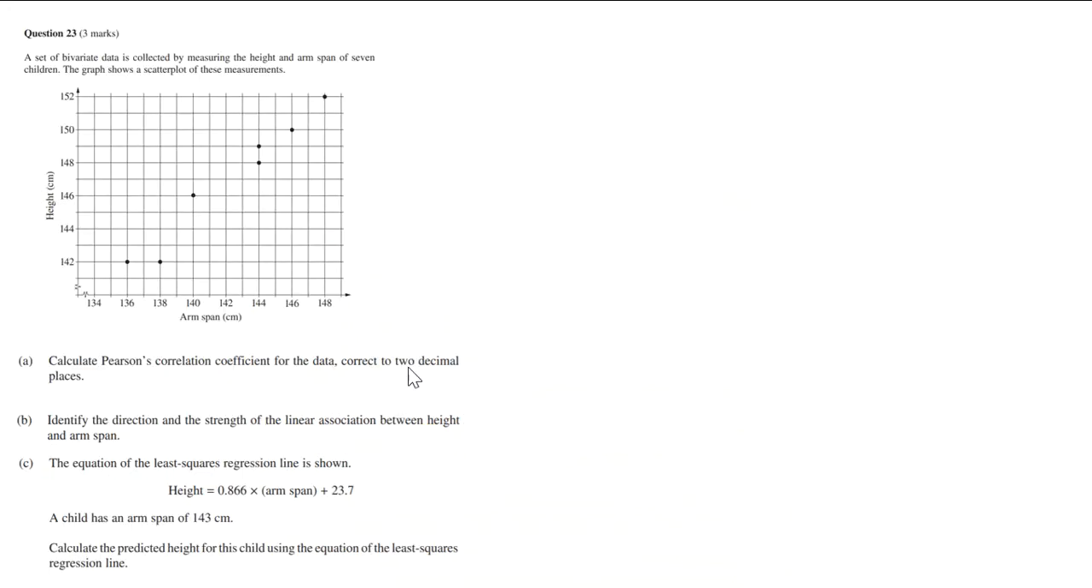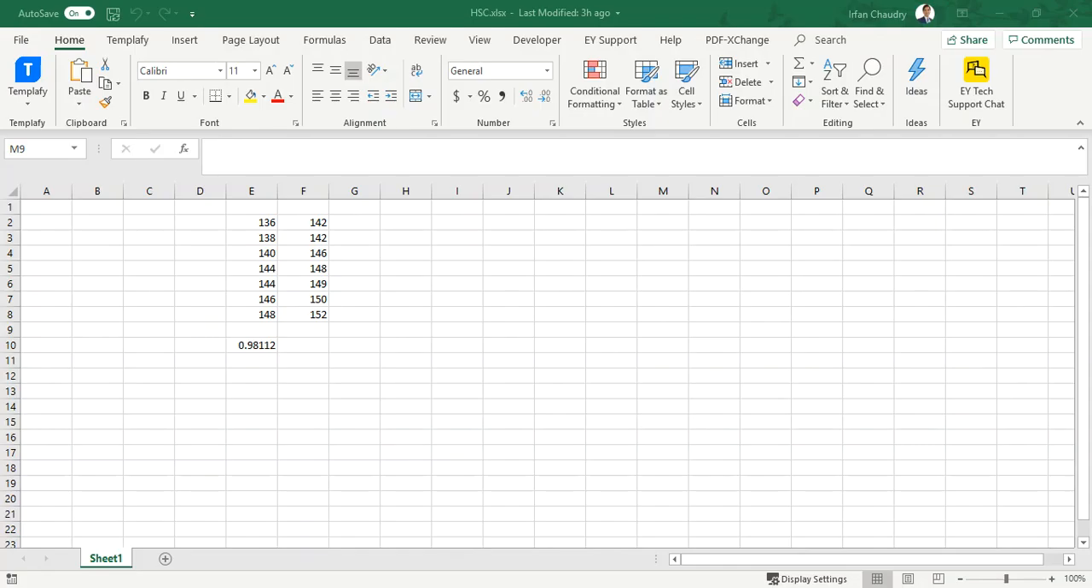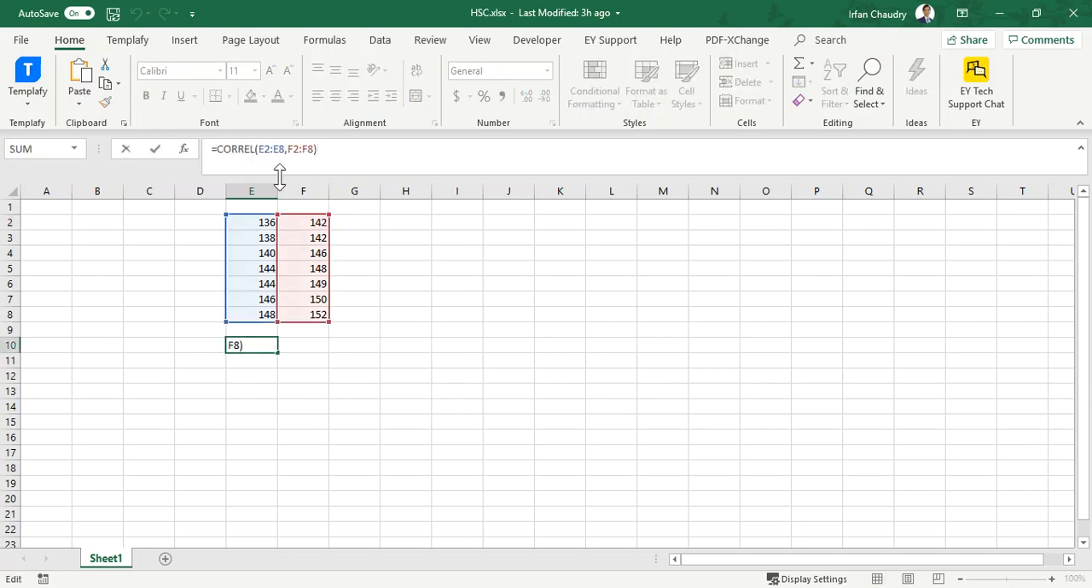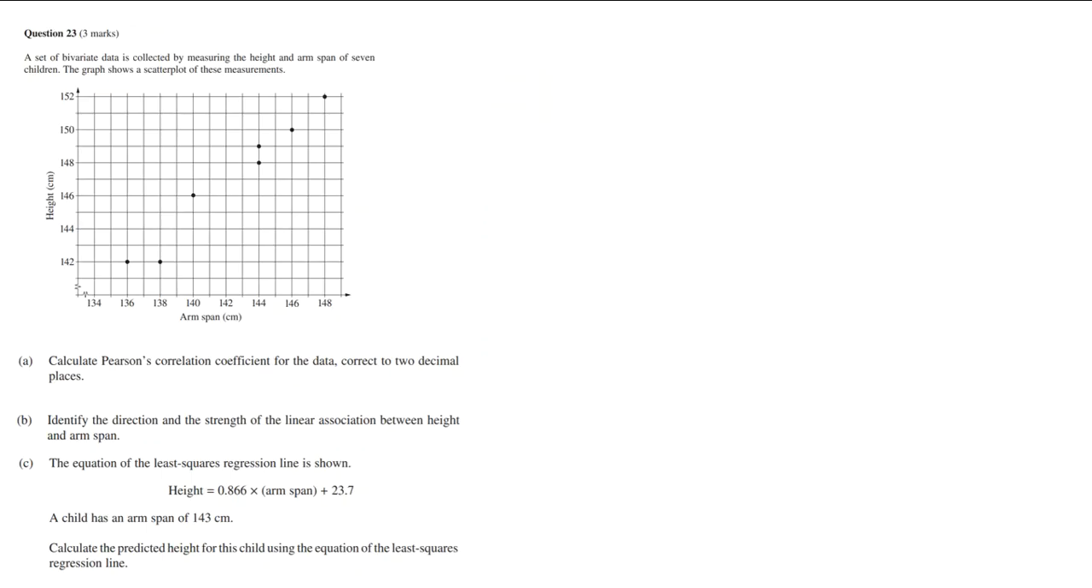So here's the question. First thing it's asking you is to calculate the Pearson correlation coefficient. And it's one of the easy questions. What I've done is I have used Excel. I've put down all the values on the x-axis and y-axis over here, and then I applied a correlation formula, which is CORREL in Excel. And it will give you 0.9898 of correlation. So A is straightforward, 0.98.